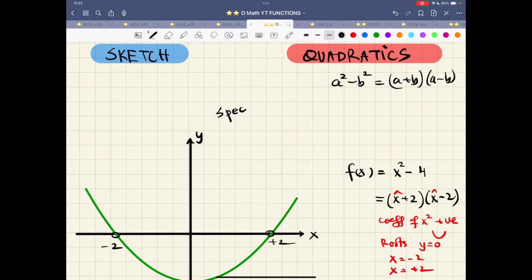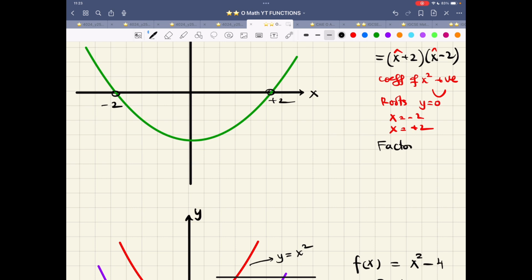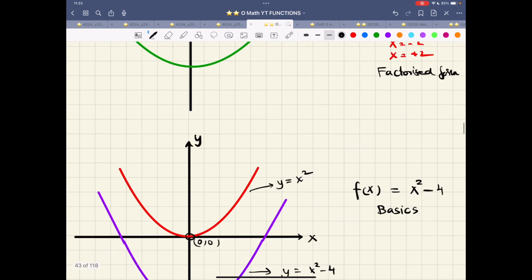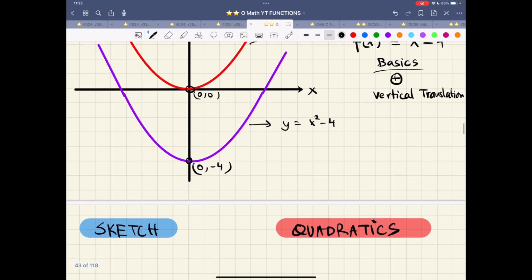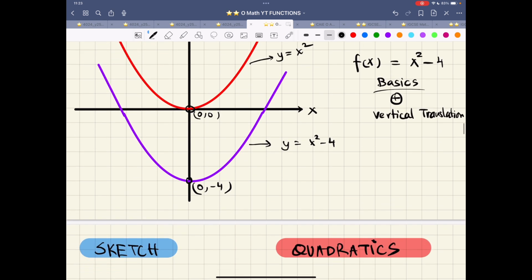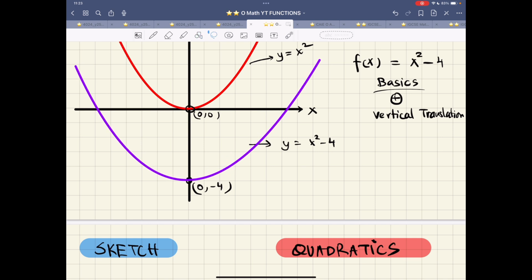So this is a special example in which one single question was asked in two ways. This is done through factorized form, and this is using the concept of basics plus the vertical translation. That is how this diagram is achieved. All good, all clear? So now I'm a little bit finicky about this, so let me draw it again. Let me choose a purple color like this, and let me just adjust it. So now it looks beautiful.